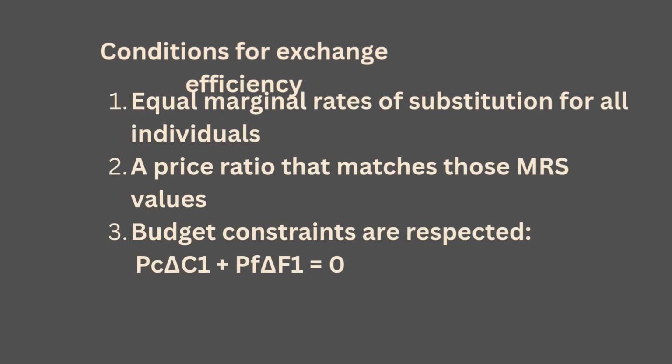To summarize, these are the conditions for exchange efficiency in a market. Equal marginal rates of substitution for all individuals. A price ratio that matches those MRS values. Budget constraints are respected: P_C ΔC plus P_F ΔF equals 0. This ensures that the equilibrium is not only efficient, but also affordable. So market prices guide individuals to efficient outcomes, even without direct negotiation.